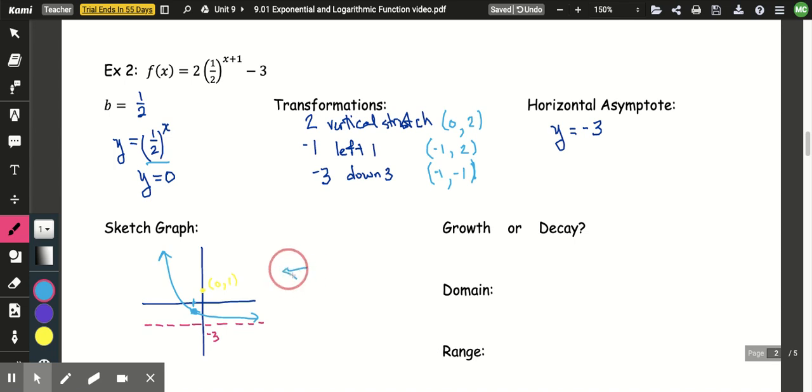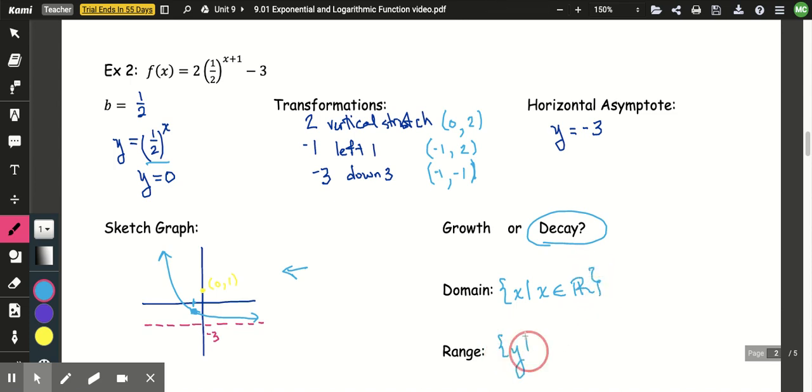Now I'm looking at this graph to determine whether I've got growth or decay going on here. As I move from left to right on the graph, altogether, I see that the y values are going downward, so that makes this decay. The domain, once again, for these exponential functions, is completely unaffected by any of our transformations. So it's still all real numbers. And the range is either everything above the horizontal asymptote or everything below the horizontal asymptote. Looking at my graph, I can see it's everything above. So I would say that this is y is greater than -3.